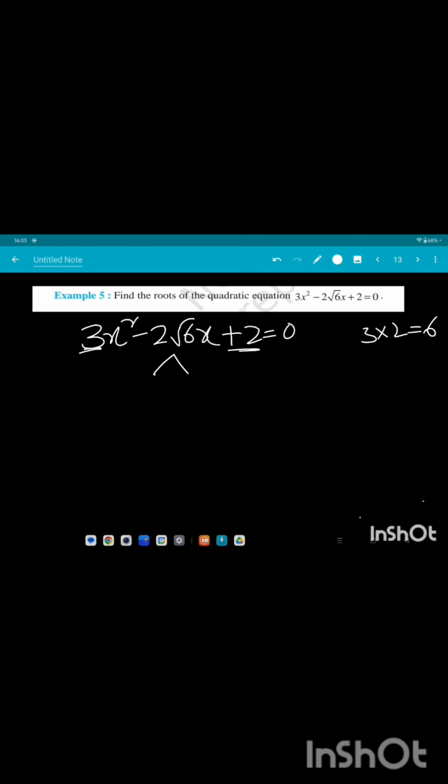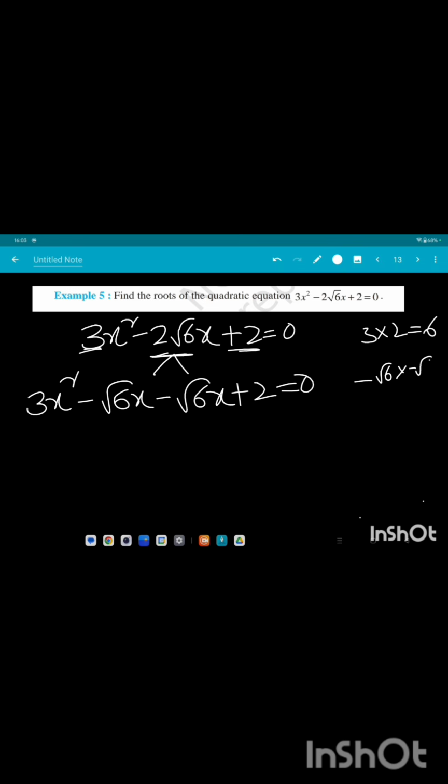Now split the middle term. How can we split it? I will write it as 3x squared minus root 6 x minus root 6 x plus 2 is equal to 0. Now minus root 6 and minus root 6 become minus 2 root 6, which is the middle term. And if I do the product, minus root 6 into minus root 6, minus into minus is plus, and root 6 into root 6 becomes 6. So this one and this one both are equal, so it is satisfied. Now move on to the next step.